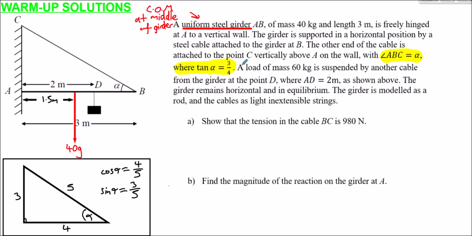In addition to the other information, we have a load of mass 60 kilograms suspended by another cable from the girder at the point D. So this is the load here. And A to D is 2 meters. So that's been labelled on nicely for us. So I'm just going to call this weight here, acting down, 60g.